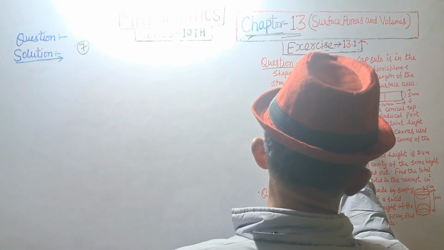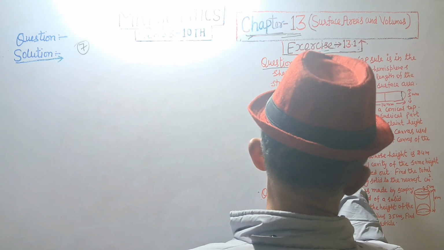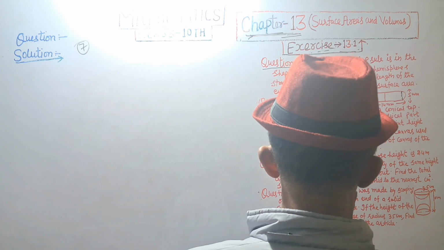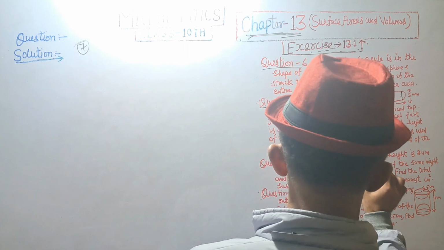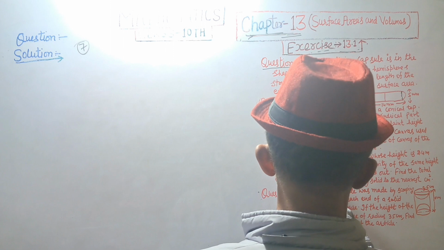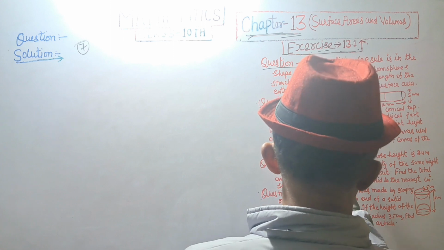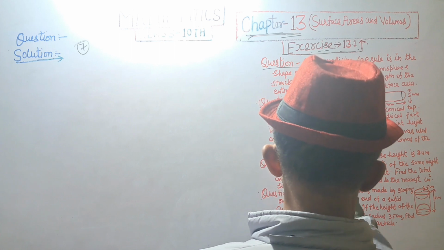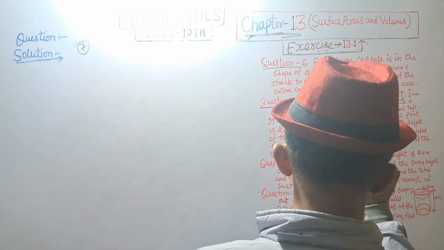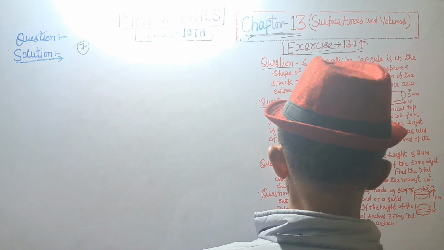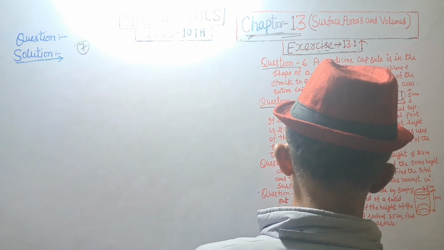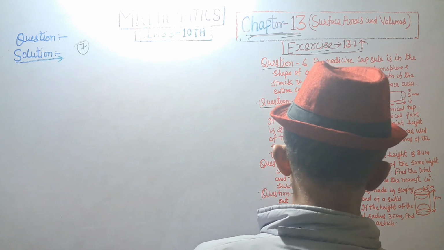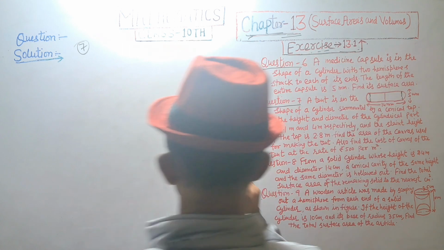Question number 7. A tent is in the shape of a cylinder surmounted by a conical top. If the height and the diameter of the cylindrical part are 2.1 meter and 4 meter respectively, and the slant height of the top is 2.8 meter, find the area of the canvas used for making the tent. Also find the cost of canvas of the tent at the rate of rupees 500 per meter square.